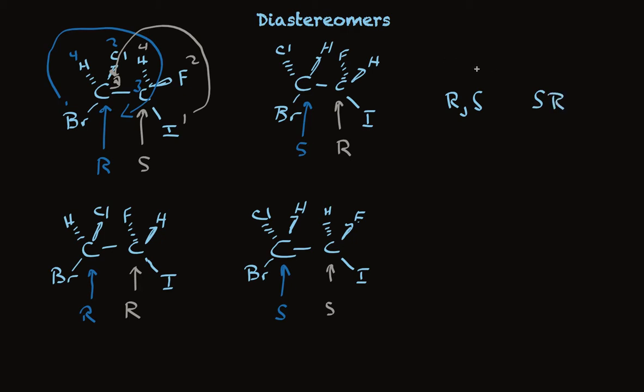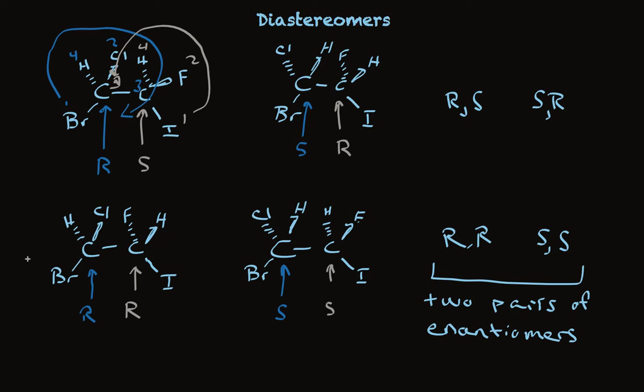Carbon 1 and carbon 2. Here we have an RR and an SS. Look at this. We have 2 pairs of enantiomers. That's fine. But what if we take a look at any other 2?